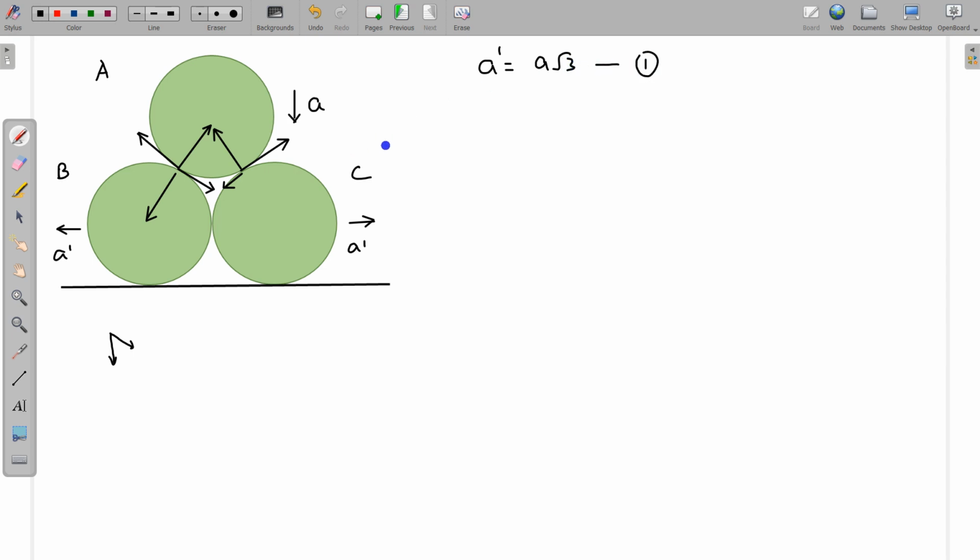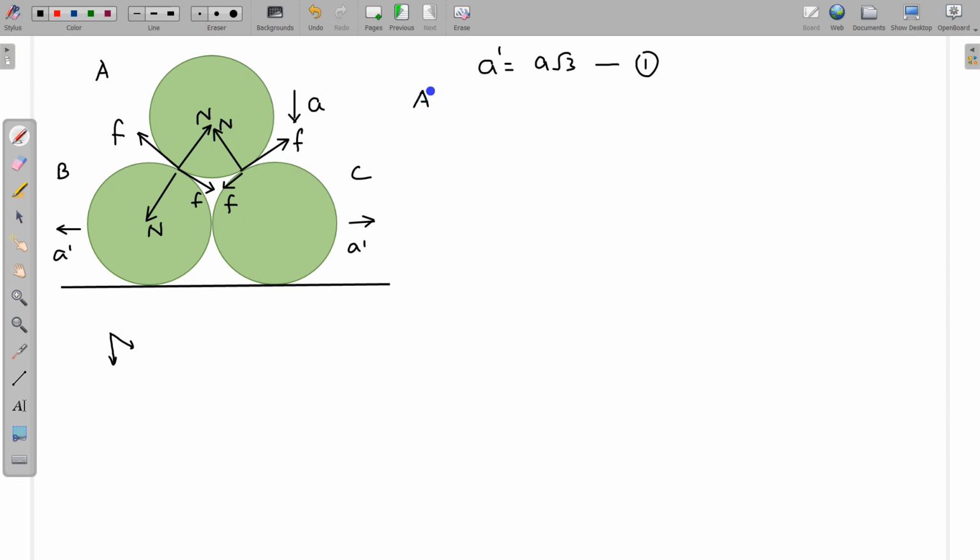So this is our first equation. This is the normal direction and this is normal direction and this is also normal direction, and by symmetry these two frictions will be equal and these are also equal to F. Now equations we have to write.